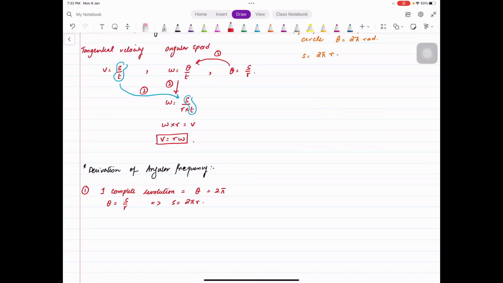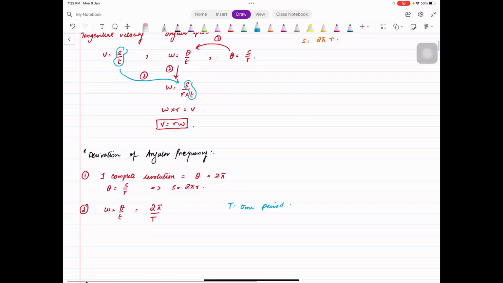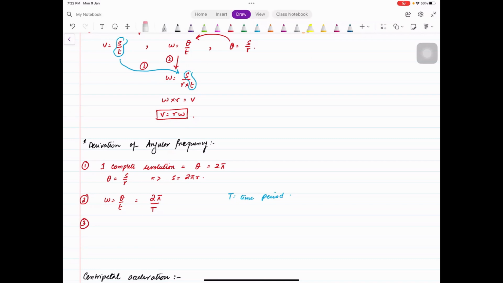The second thing we should remember is that omega is theta by t. So for one whole revolution, the total angle is 2 pi, and the time it would take to complete one revolution is t. This t is the time period, because in one whole time period, the revolution is done. Now, since we know that frequency is 1 upon time period, we can write that omega would be 2 pi, and instead of 1 upon time period, I can just write frequency. So I got two formulas now: omega is 2 pi over t, or omega is 2 pi f in terms of frequency and time period. You can always remember that.